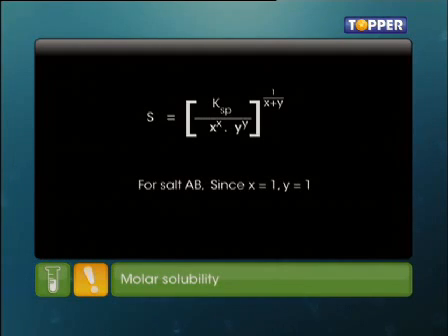When the salt is AB, that is x and y are equal to 1, the expression for S reduces to the square root of Ksp.